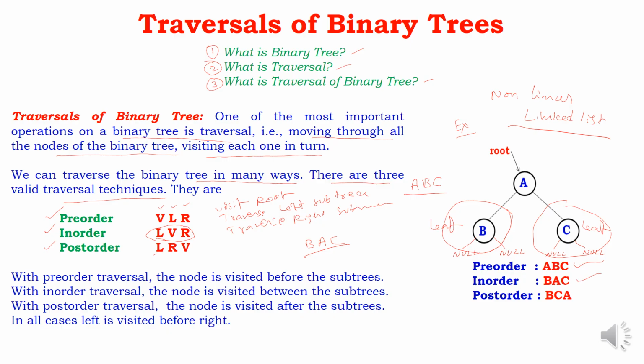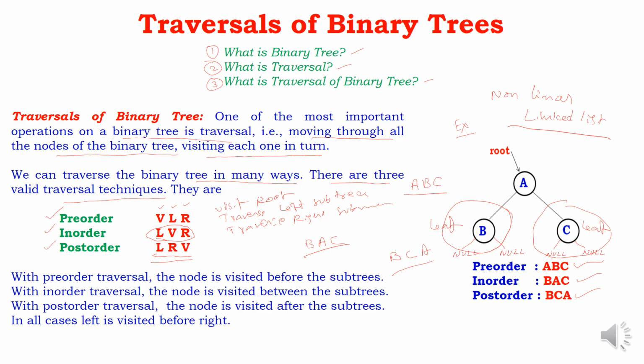Then postorder, LRV. Traverse left subtree in postorder, traverse right subtree in postorder, then visit root node. So left, right, root. Left is B, right is C, root is A, BCA. BCA is postorder. In this way, we can visit the nodes in three different orders. One is preorder, second one is inorder, third one is postorder.